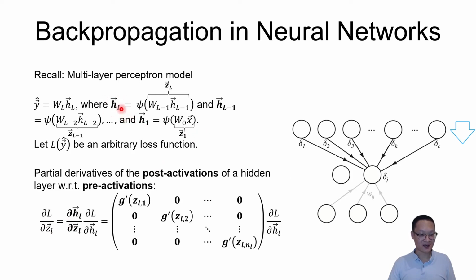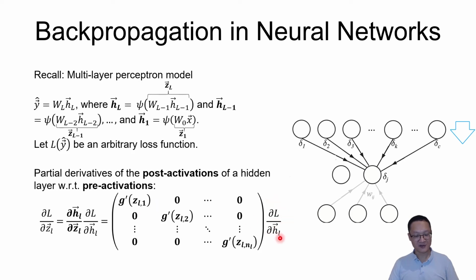So partial big L, partial Z little l equals partial H, partial Z for all layers, times partial big L, partial HL. And we can now expand this out because we know the relationship between the hidden layer and the pre-activation. This is just application of the psi function. We have seen in the written notes that we just get a diagonal matrix of all the derivatives of the activation function. Okay, so those were the two steps we have done so far.